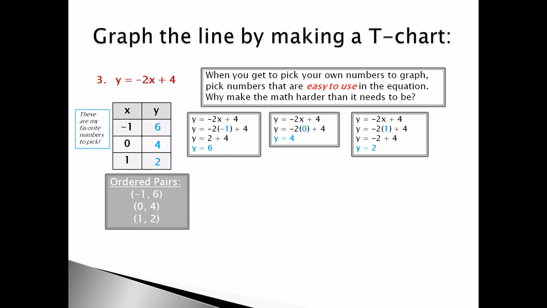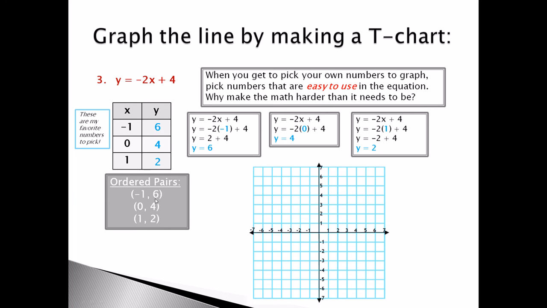If you end up with a fraction as the number next to x, and that's actually the slope of the line, you could pick a number that would cancel out the denominator. I just strategize. I totally strategize. We can talk about that later. Let's graph it. Let's see if we did it right.